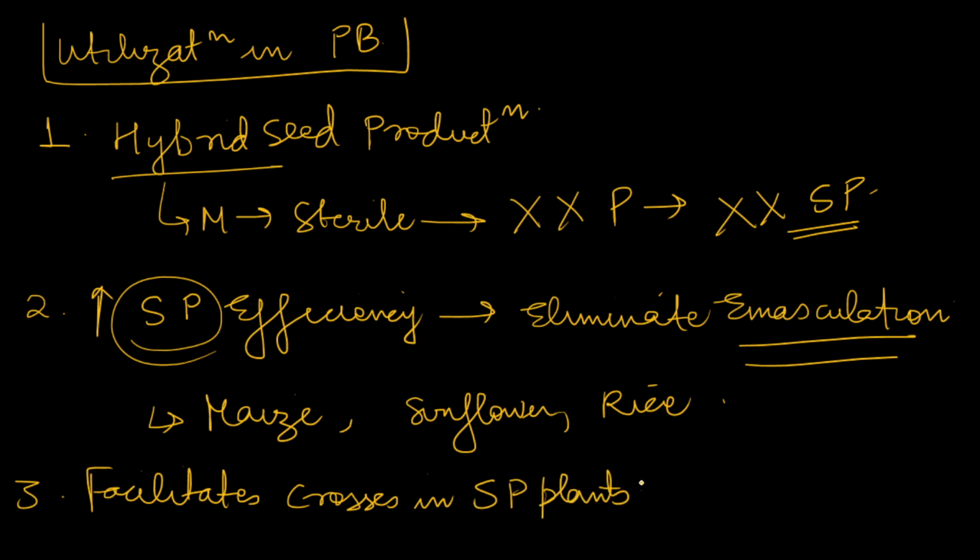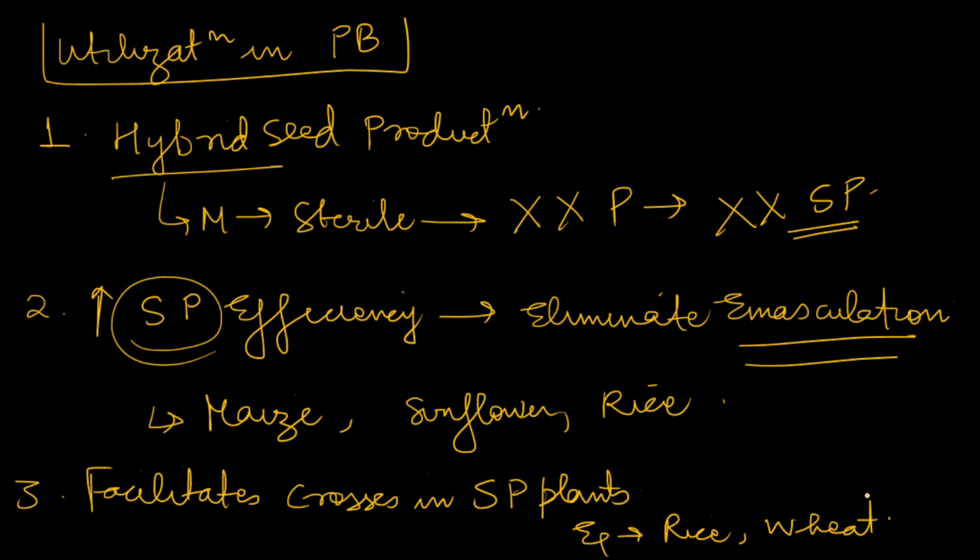So what happens? It is generally used to help to do cross pollination in self pollinated plants such as wheat, so that its hybrid varieties can be developed.